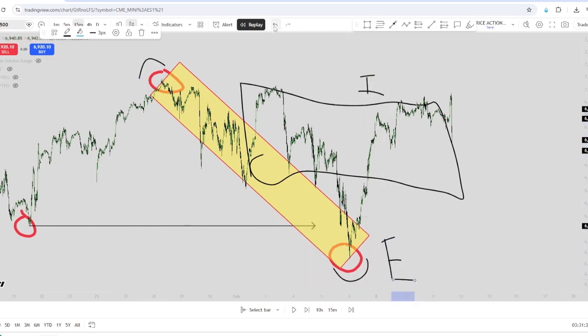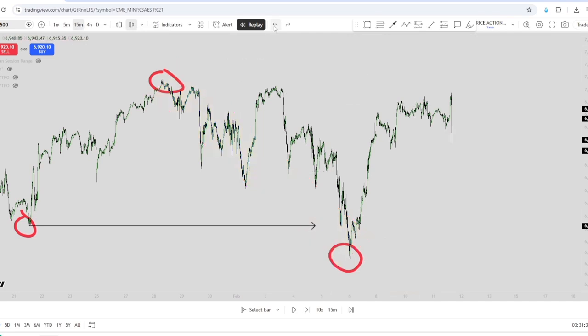Now, me as a trader, I don't focus too much on internal structure. This is where traders often go wrong. They try to mark up every single high, every single low, and they miss the concept of trading at key levels, which is something we're going to get onto later on in the video.